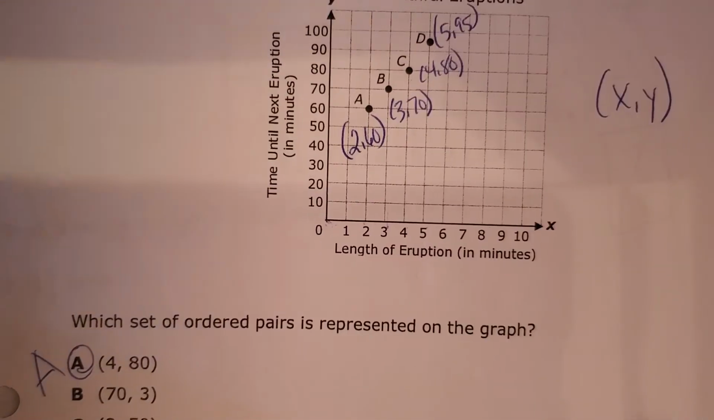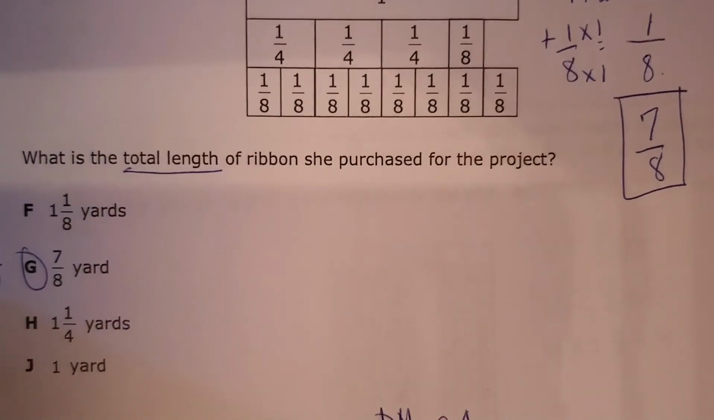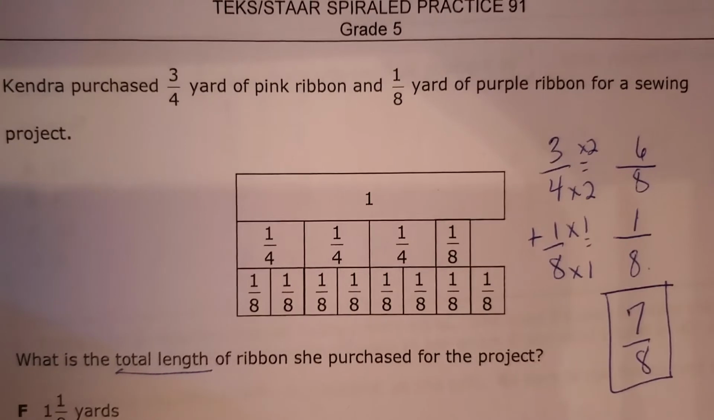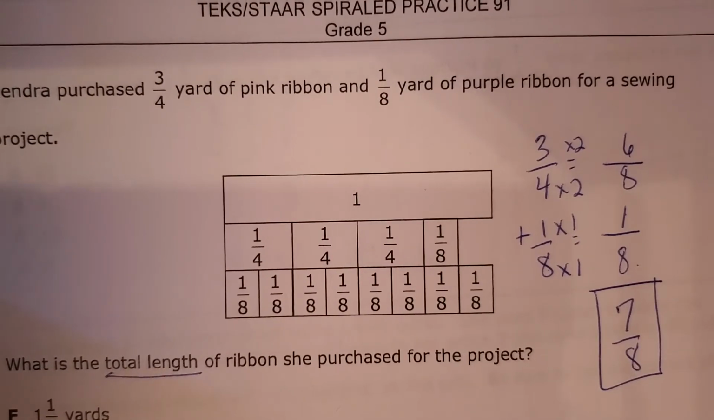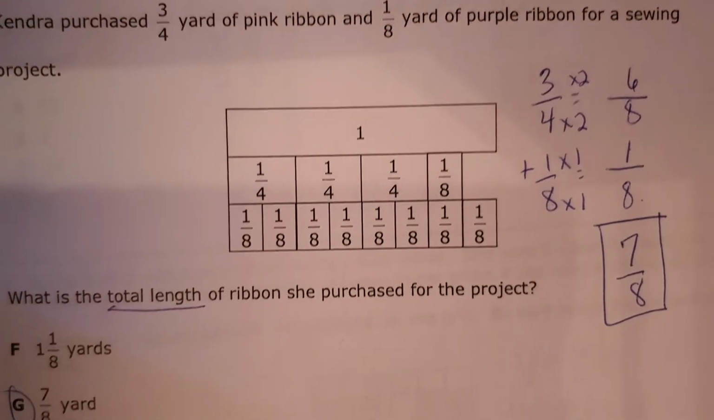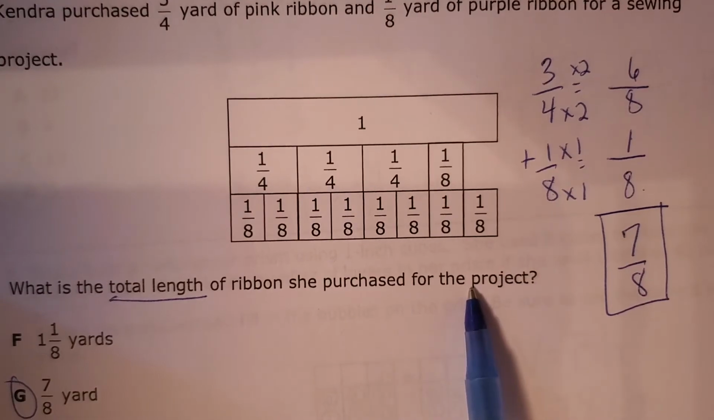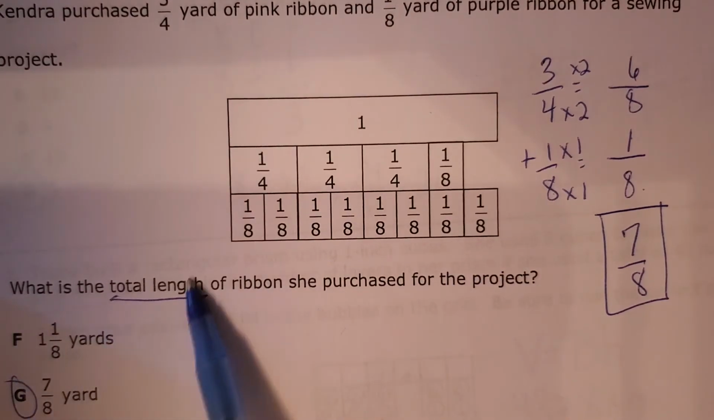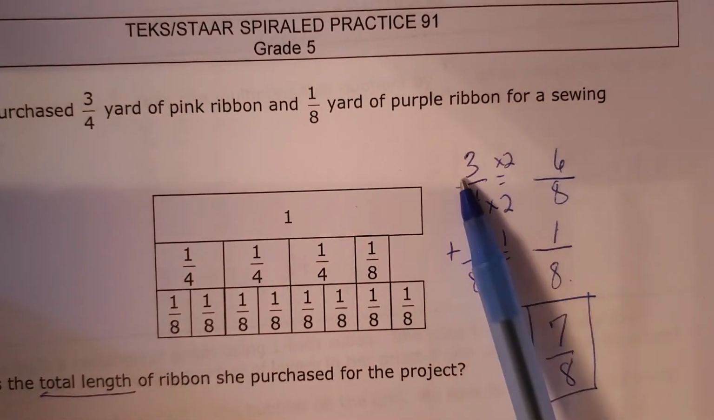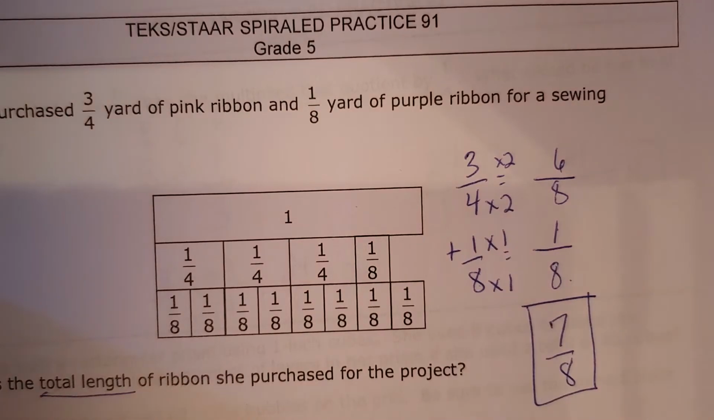Okay, number 2. Number 2 says, Kendra purchased 3/4 yards of pink ribbon and 1/8 yard of purple ribbon for a sewing project. What is the total length of ribbon she purchased for the project? So total length means we're going to add these two together. Remember that when you are adding fractions, you have to have a common denominator. In order to have a common denominator, you need to ask yourself the 3 questions. Are they neighbors? Will the little one go into the big one, or multiples of the big one?